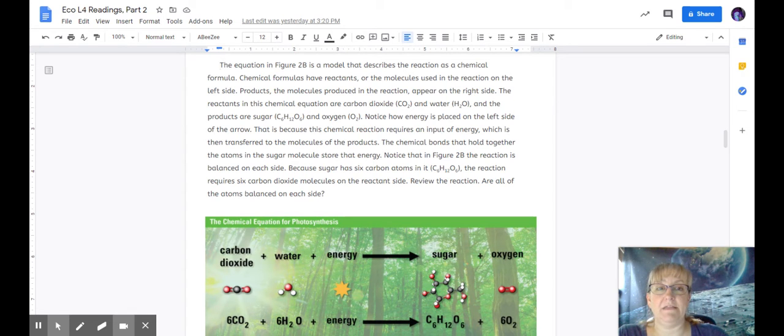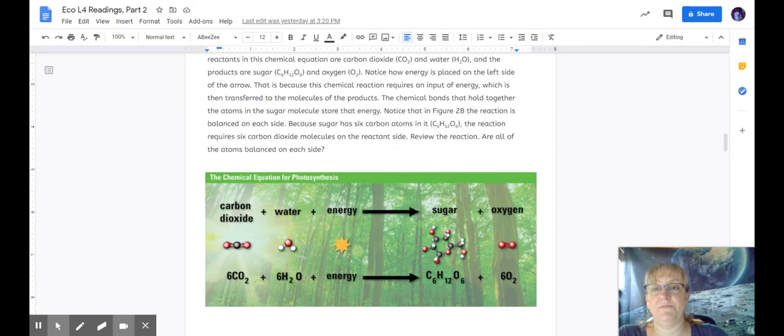Notice how energy is placed on the left side of the arrow. That is because this chemical reaction requires an input of energy, which is then transferred to the molecules of the products. The chemical bonds that hold together the atoms in the sugar molecule store that energy. Notice that in figure 2b, the reaction is balanced on each side.